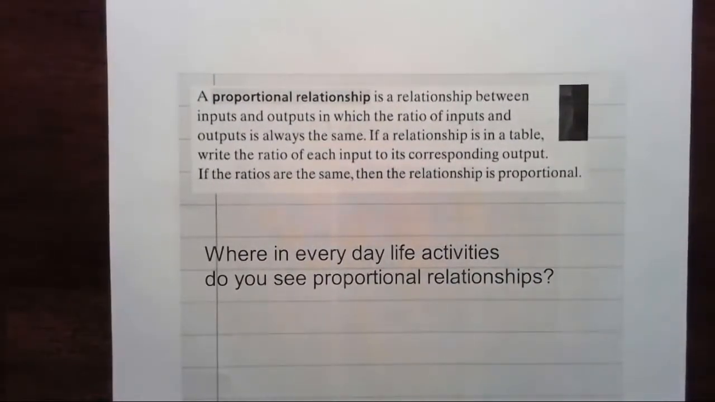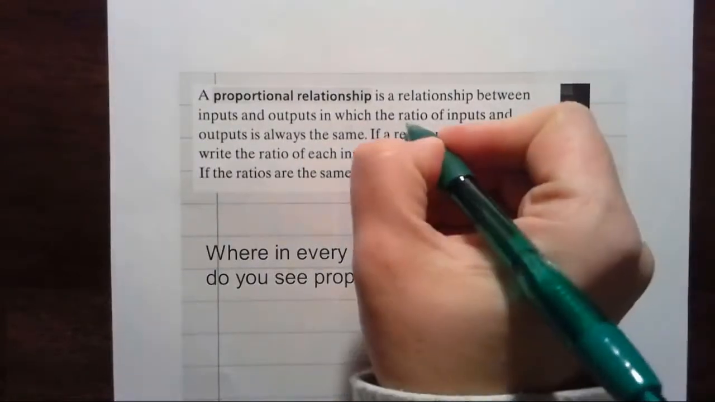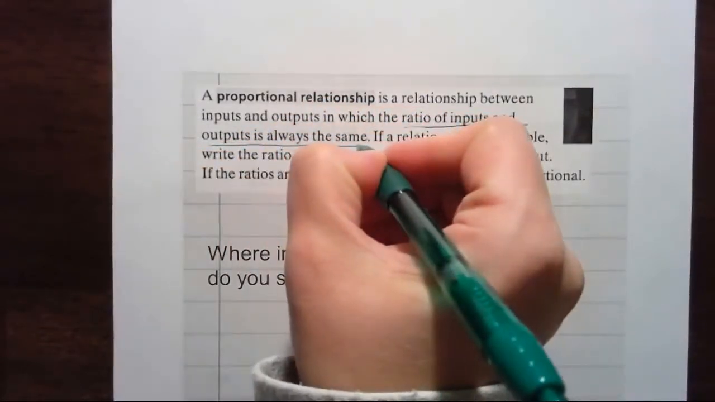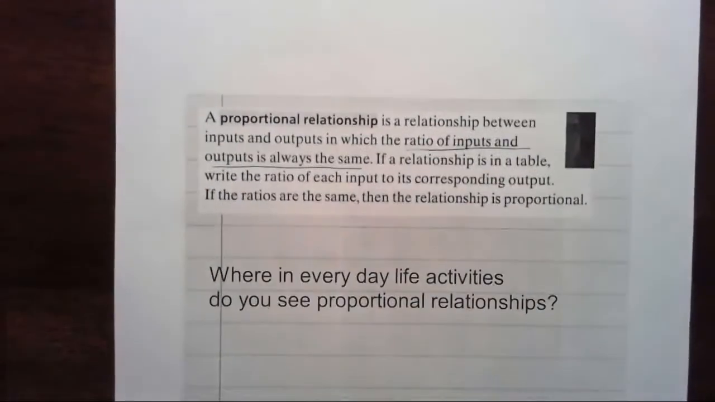What are proportional relationships? Proportional relationships are relationships between inputs and outputs, and we talk a lot about inputs and outputs, right? Inputs is what you put into a machine, and outputs what you get out. Inputs are my x's, outputs are my y's, in which the ratio of inputs to outputs is always the same. This is the most important part. So the ratio of inputs and outputs, you can underline that, is always the same.